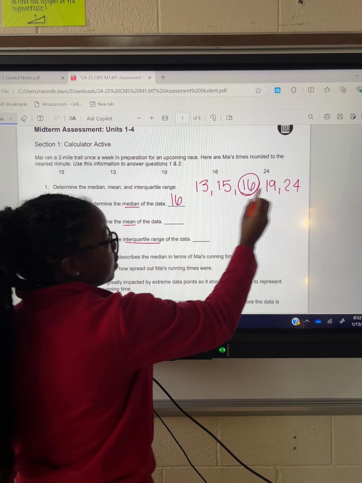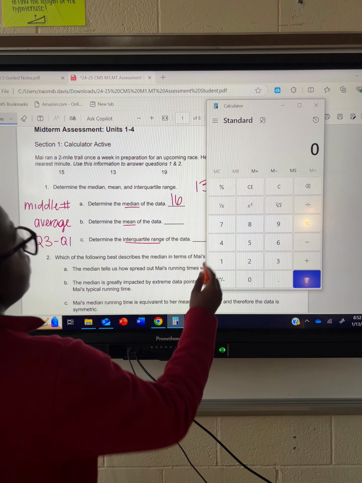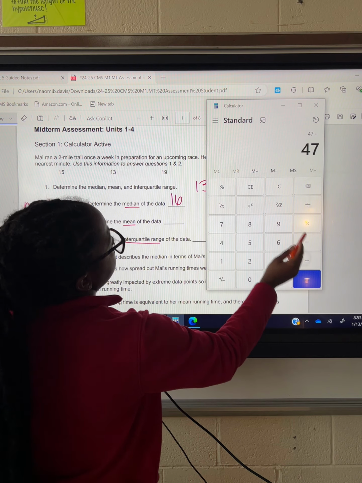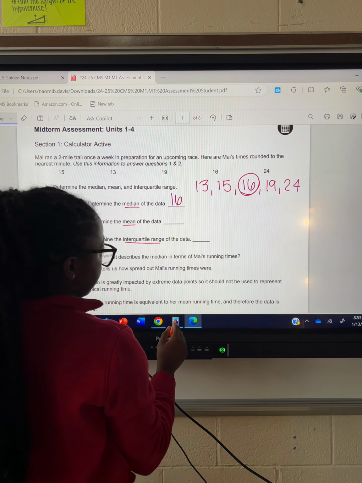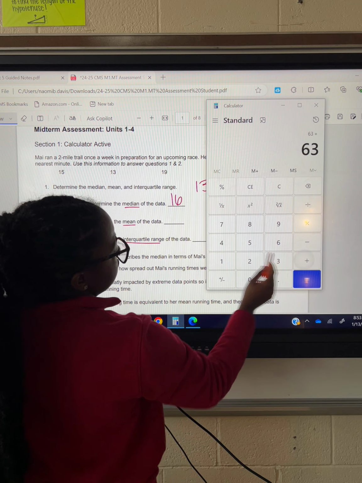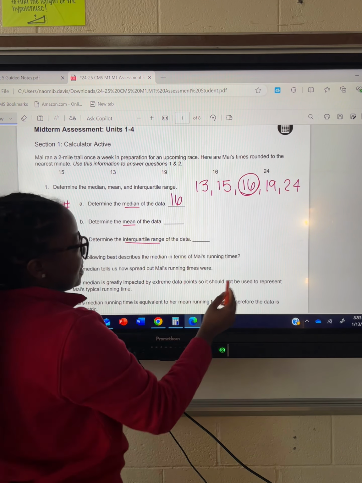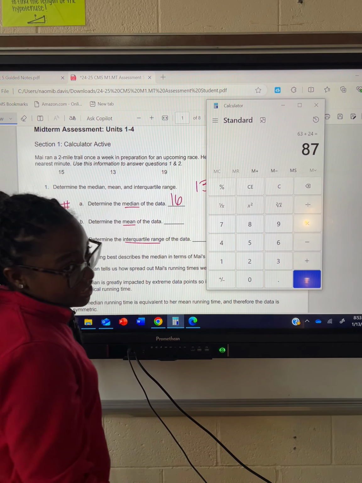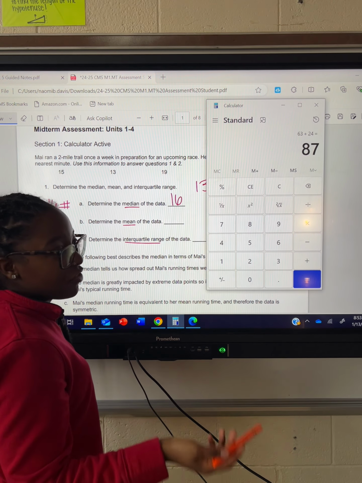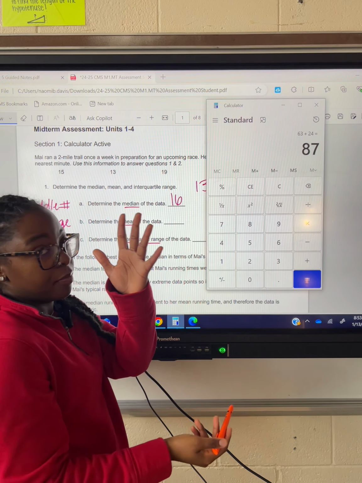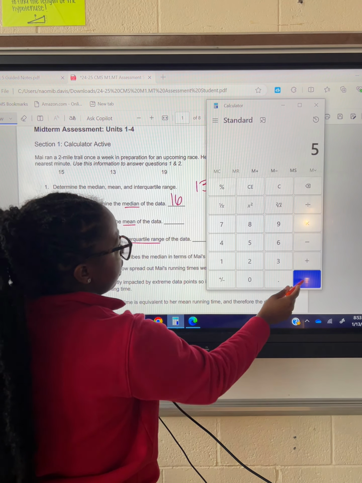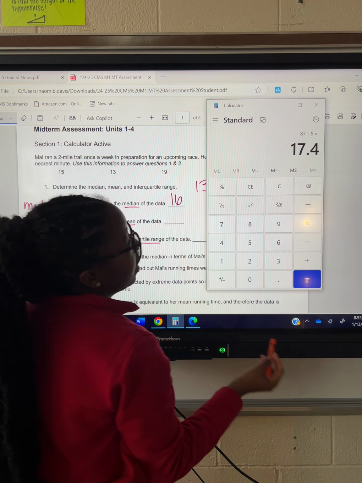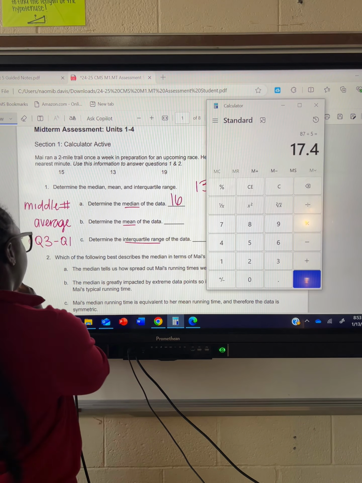Mean, add all the numbers together. So I want to add all my numbers together. So 15 plus 13 plus 19 plus 16 plus 24. Okay, I get 87. Now I have to divide 87 by how many numbers I have. I have 5 numbers. Okay, so I'm going to divide 87 by 5. All right, 87 divided by 5 is 17.4.